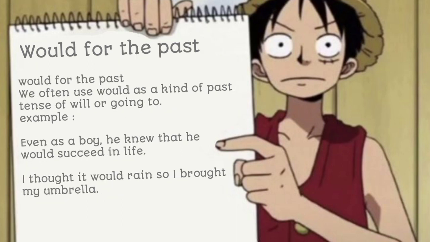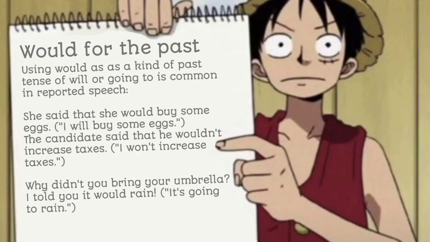Would for the past. We often use would as a kind of past tense of will or going to. Example, even as a boy, he knew that he would succeed in life. I thought it would rain, so I brought my umbrella. Using would as a kind of past tense of will or going to is common in reported speech. Example, she said that she would buy some eggs.